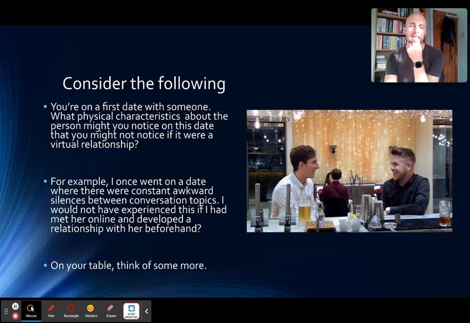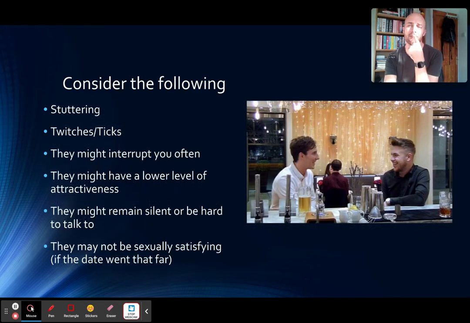So these are some of the things that I have come up with, of things that you can hide online. Stuttering, tics, they might interrupt you often, right? You can't interrupt somebody in an online relationship. If they're typing and you're typing at the same time, you're just having a conversation. Whereas if you're both talking to each other, interrupting each other face to face, that's much more irritating. They might have a lower level of attractiveness. This may seem shallow or naive, but give it a few years.